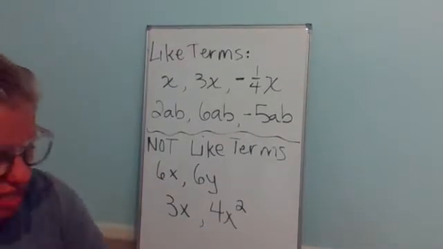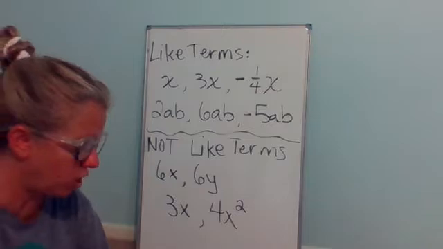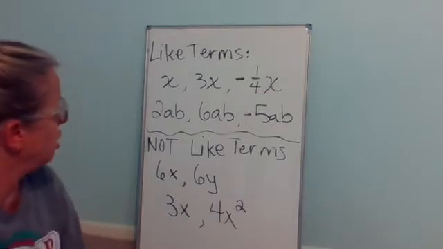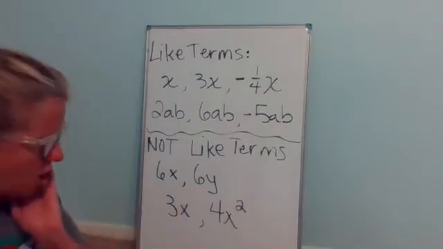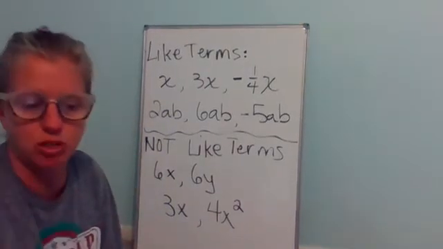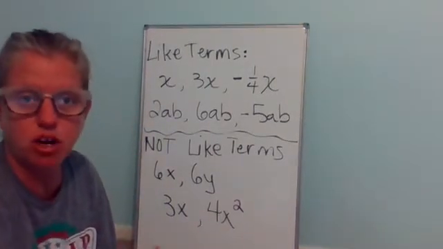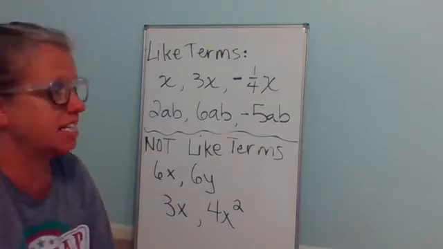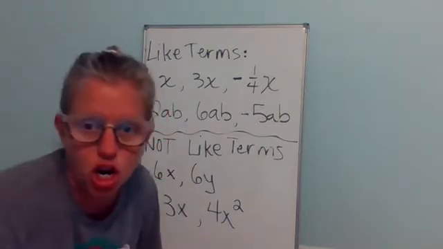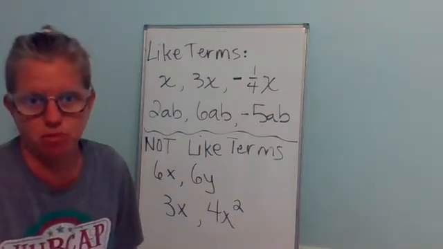Okay, this is going to be the support section for section 2.2 in college algebra. So this section is going to be going over like terms and what that means and how to combine them, what is a like term, what's not a like term, and things like that. So the first thing we need to look at is what makes terms be like terms.